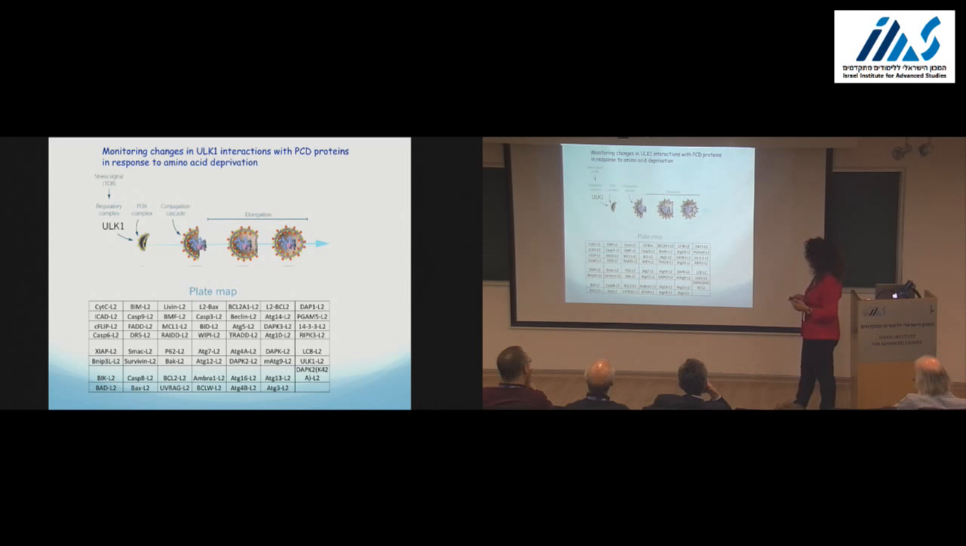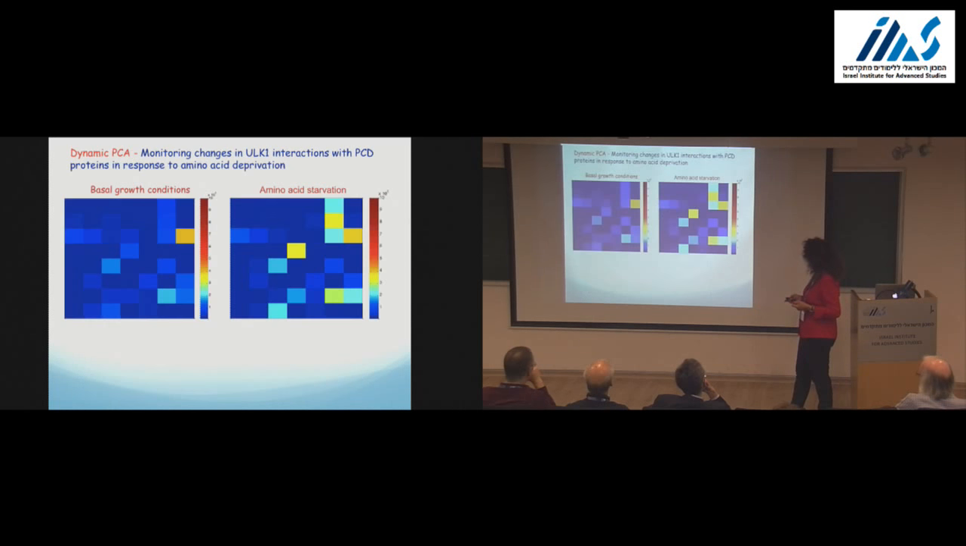Little information about which are the substrates of this important kinase. So this is a plate map where we tested ULK1 with each of those proteins. And we got a nice profile showing that if we amino acid starve the cells for 2 hours, turn on autophagy, we can see new interactions coming up with those genes.